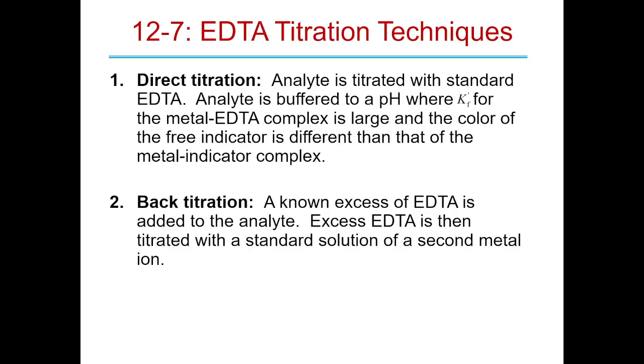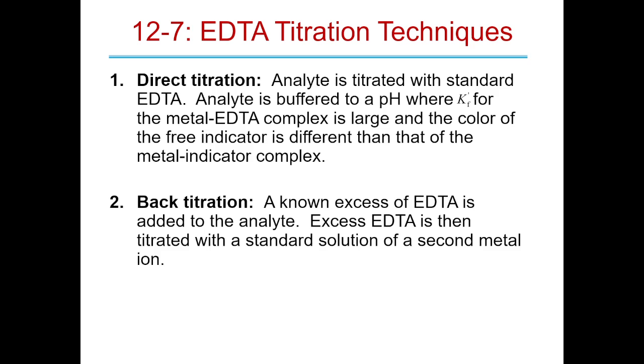The back titration can also be used. Remember, the back titration is where you completely overwhelm one form, and then you would titrate backwards until the color changes. This is going to have a known excess of EDTA added to your analyte, and so the excess EDTA will then be titrated with a standardized solution of a second metal ion that would bind. And so then you use up all your EDTA, and it would have a color change when your free metal becomes large enough to see using the indicator.